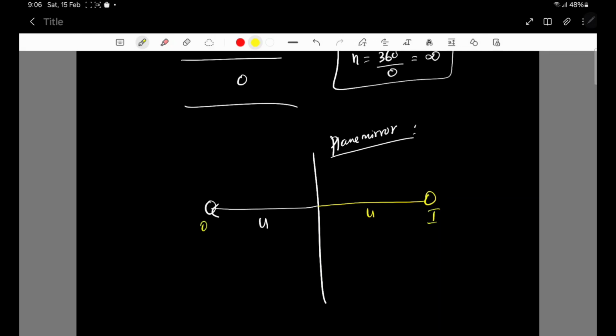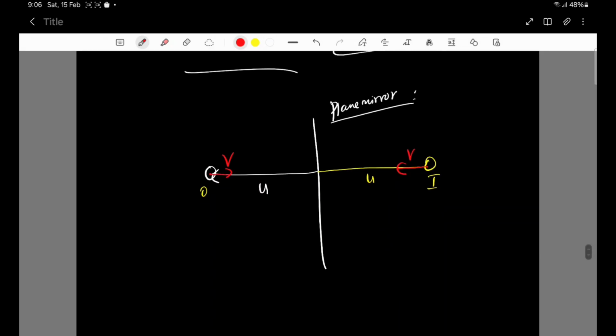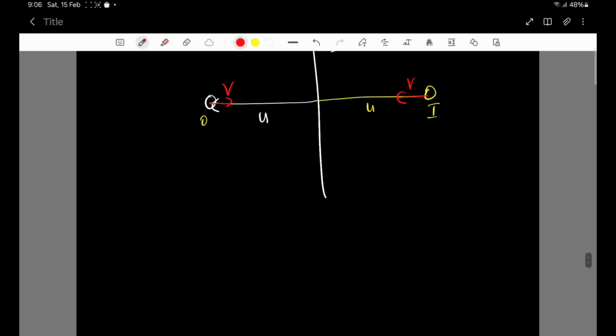Object, image. If the object is approaching the plane mirror with v speed, the image will also approach the plane mirror with the same v speed. So the relative velocity between the object and image is 2v. Similarly, if I am moving the mirror towards the object, the image seems to be moving towards the mirror at 2v speed. We also discussed this before.